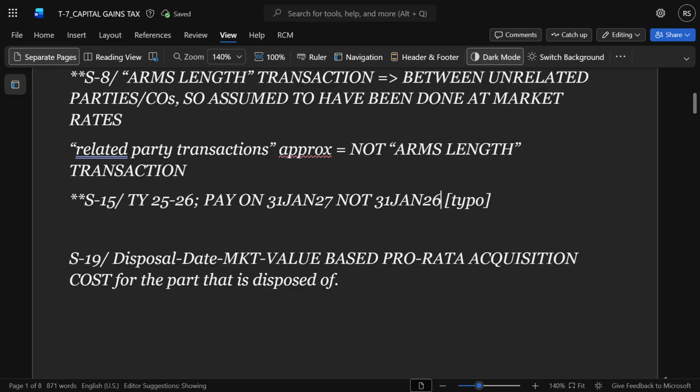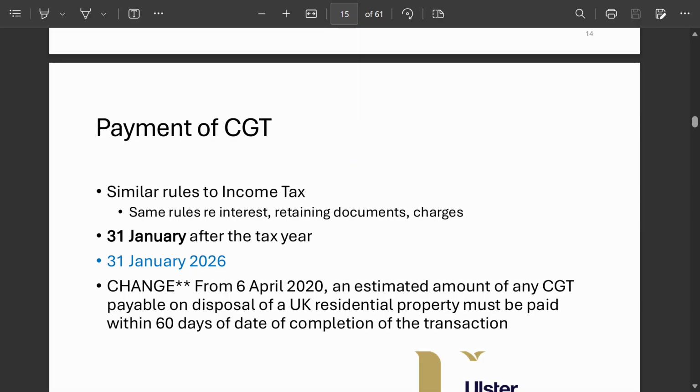So the 25-26 tax year is ending on which date? April 5th, right? It's ending on April 5th, 2026, and it's starting on April 6th, 2025. So after ending on April 5th, 2026, the next 31st January is 31st January 27. Okay, so there is a mistake in this. There is a typo there, so please remember this. Okay, it's not 31st January 26.